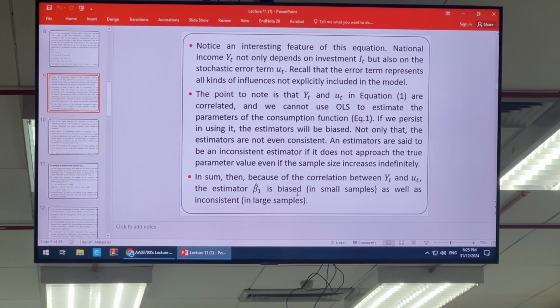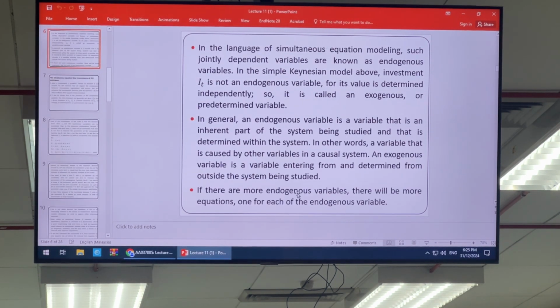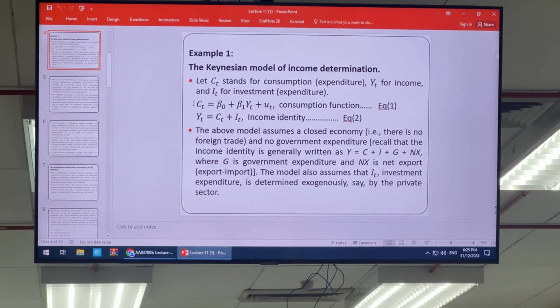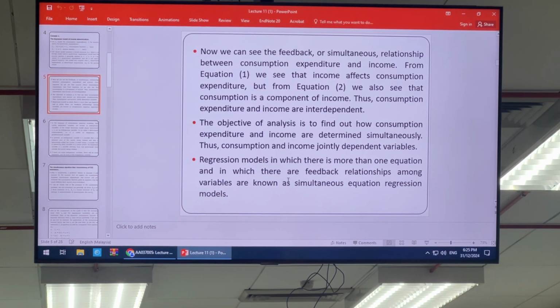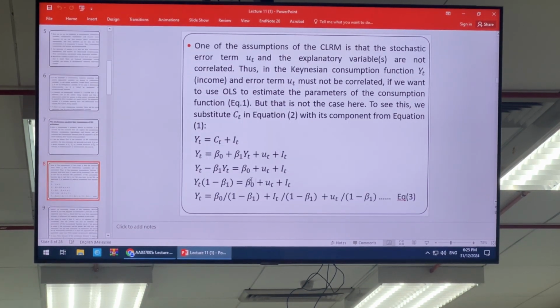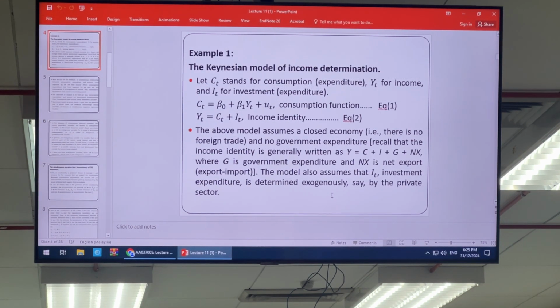Because in this case you cannot. If you go back to the first equation, we want to estimate this one. But just now, as given in this equation, we see that YT is correlated with UT. YT is correlated with UT, so we cannot use ordinary least squares to estimate beta 1, and beta 0 as well.